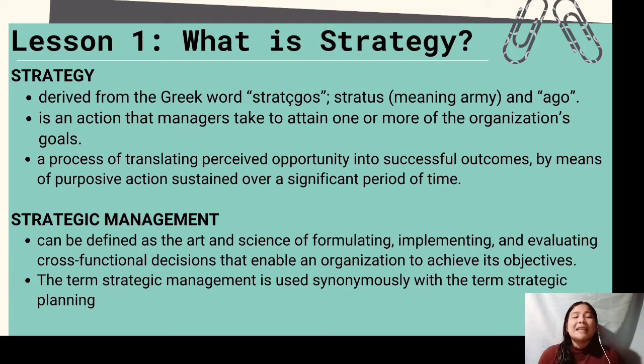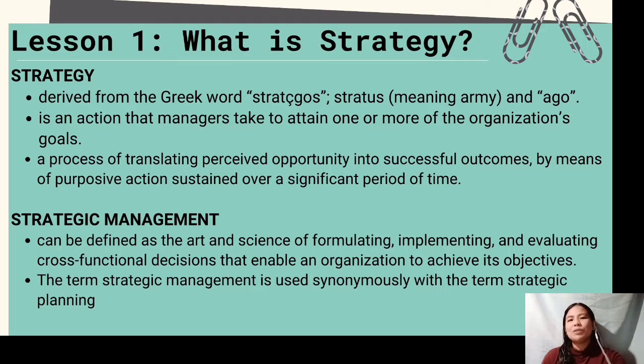So in short, strategy is a plan of action designed to achieve a specific goal. It is a method of converting observed opportunity into effective outcomes over a long period of time by taking significant steps. So it's not just anything when you enter a business, no? You must have a plan. You have a very effective goal. You have effective outcomes to achieve those opportunities, and that is a strategy.